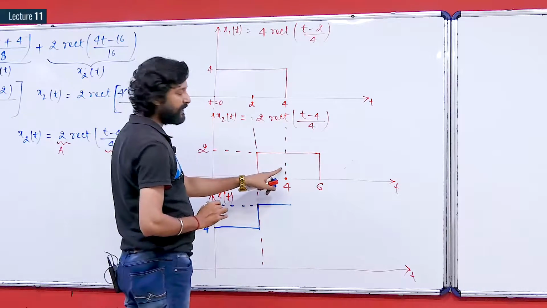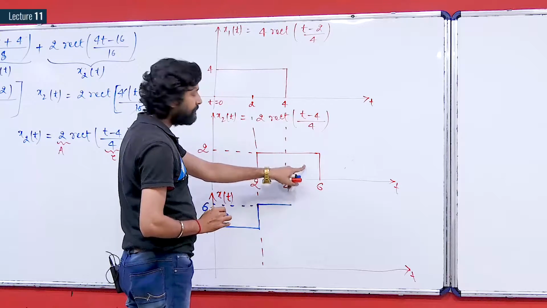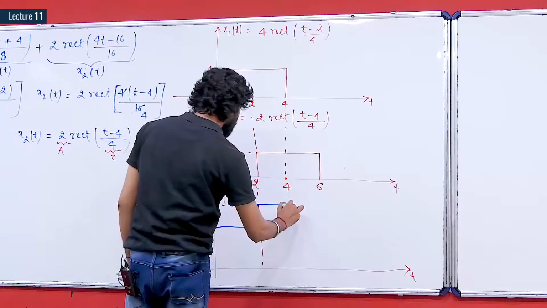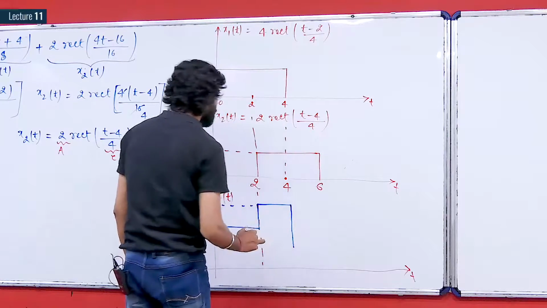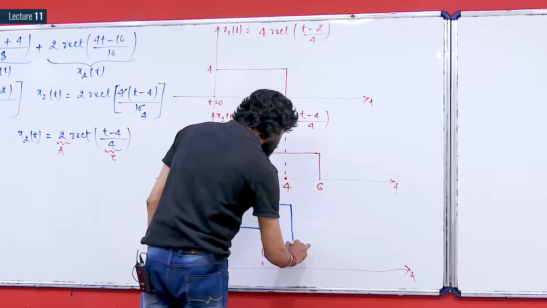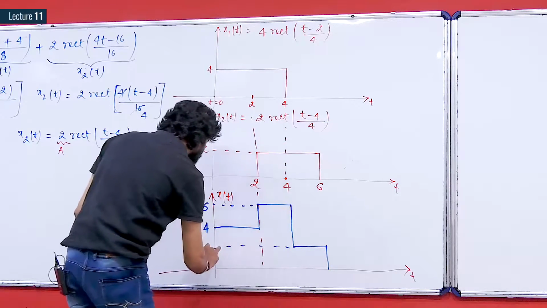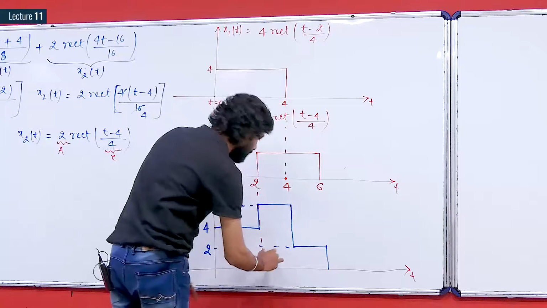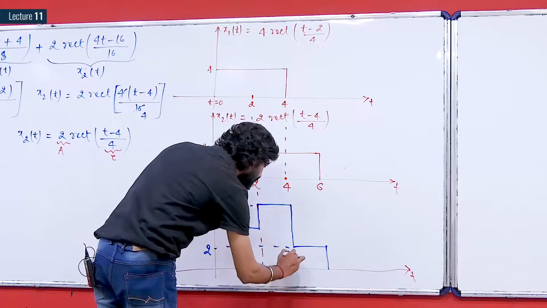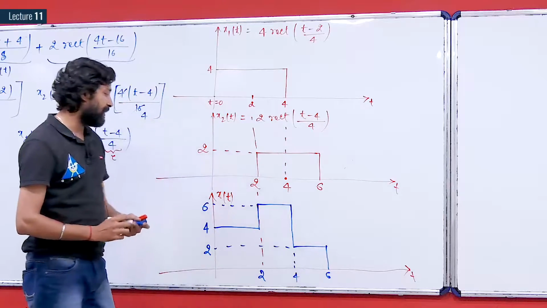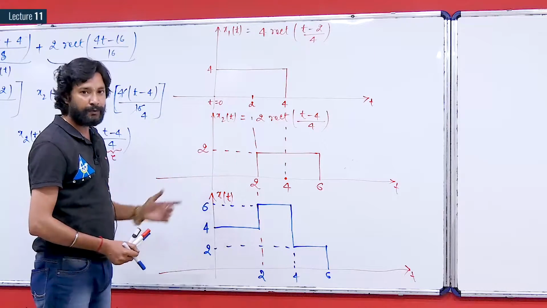After t is equal to 4 seconds, this function still exists but it has 0 value. So 0 plus 2, the net value after t is equal to 4 seconds is going to be the value of this rectangle, that is 2. So it is your plot which is having values 2, 4 and 6 with respect to t. So you have just plotted the signal x of t, that is the sum of two rectangles.